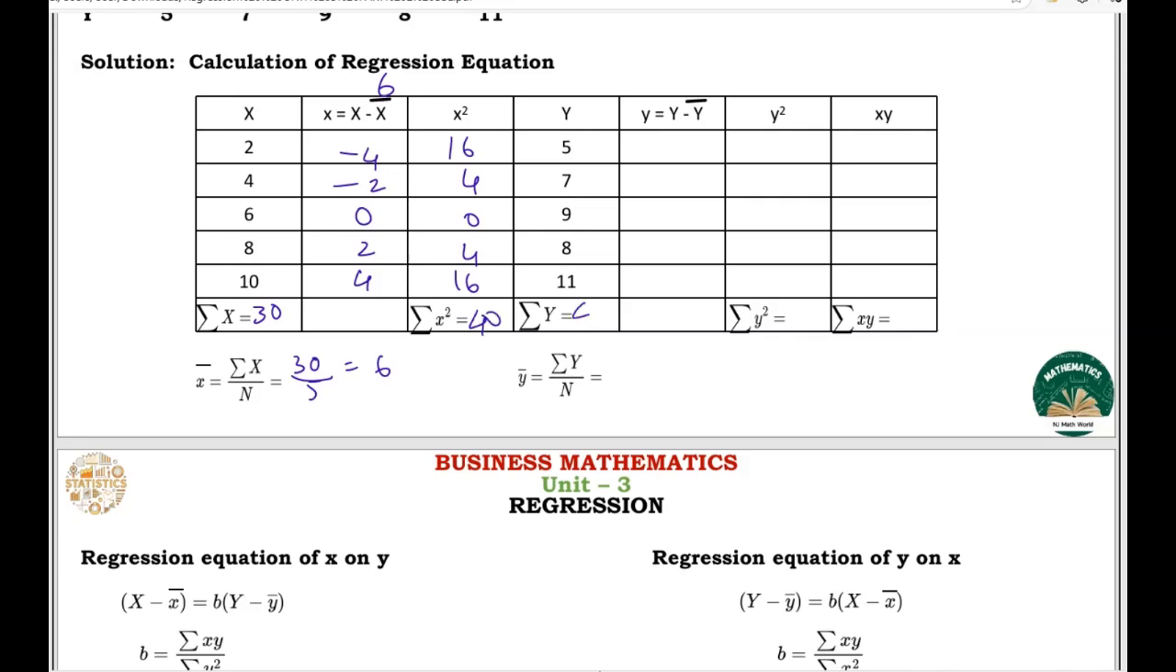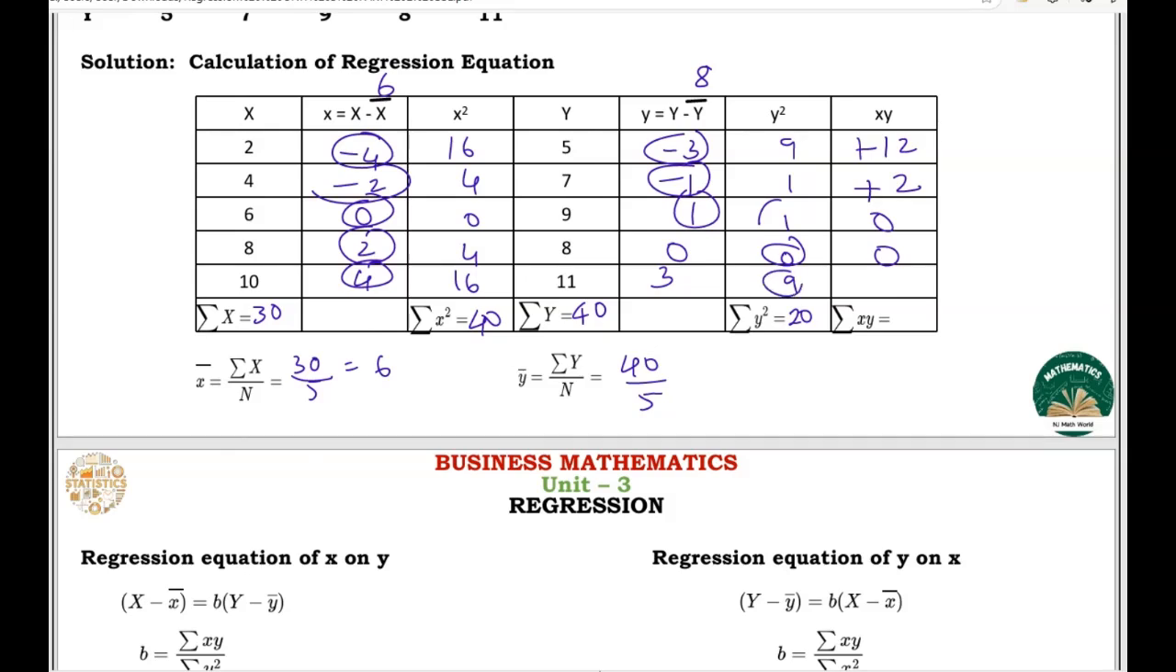Then if you add the y values, it is 40. Then y bar is 40 by 5, it will be 8. So 5 minus 8 is minus 3, 7 minus 8 is minus 1, 9 minus 8 is 1, 8 minus 8 is 0, 11 minus 8 is 3. Squaring this, it will be 9, 1, 1, 0, 9. So when you add, it is 20. And here if you multiply x and y deviations, minus 4 and minus 3 is plus 12. 2 and minus 1 will be minus 2. 0 and 1 will be 0. 2 and 0 is 0. 4 and 3 is 12. So if you add this, it is 26.